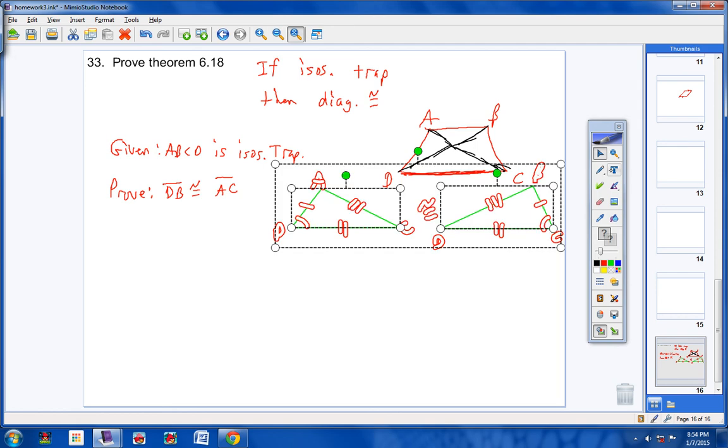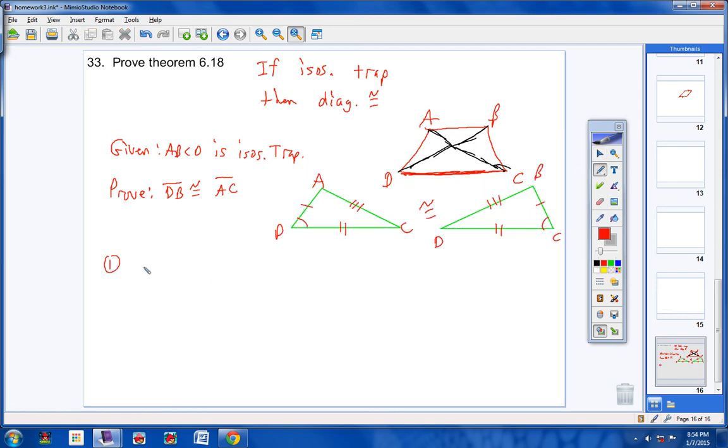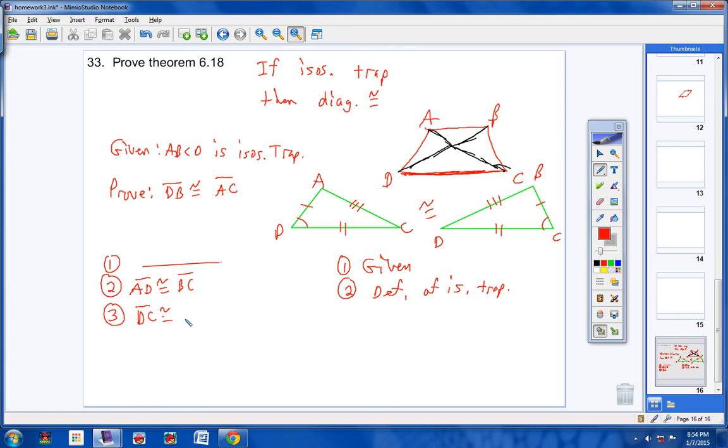And here we go. All right, number one would be my given, of course. Number two, I can definitely state that AD is congruent to BC, right? Because of the definition of isosceles trapezoid. I was given that I have an isosceles trapezoid. The definition of an isosceles trapezoid is the legs are congruent. So, definition of isosceles trap. Alright, now let's go on to number three. I can definitely state that DC is congruent to DC. That's the reflexive property. Reflexive.